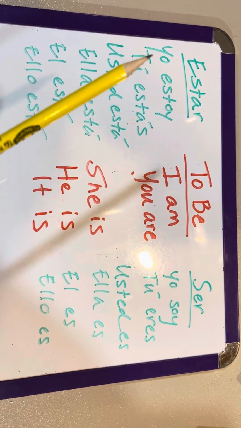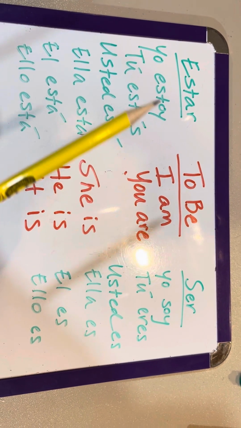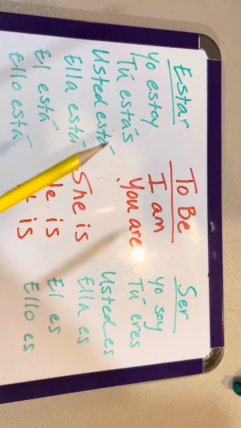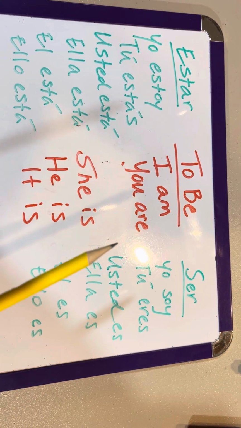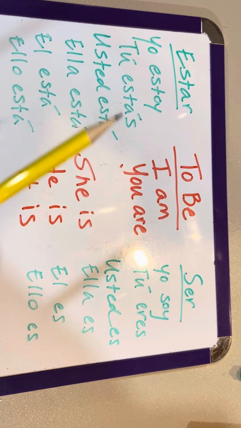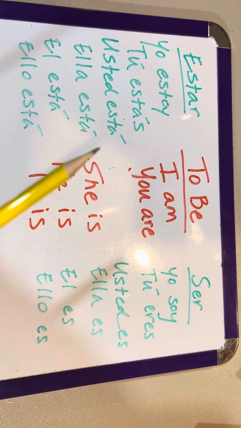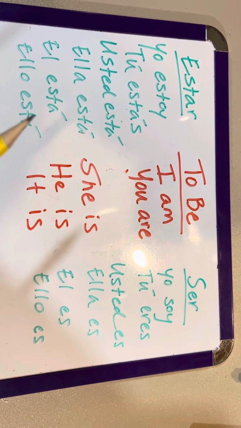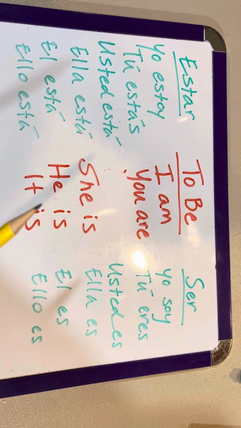So here you can see across the board, yo estoy, I am, yo soy. Both of those mean I am. Tú estás, you are, usted está also means you are. Tú eres, usted es, they also mean you are. So what we have for one verb form, they have for four. And we're going to see that they have more to go with this. Ella está, ella es. Él está, él es. Ello está, ello es. And here we have the she, he, and it.